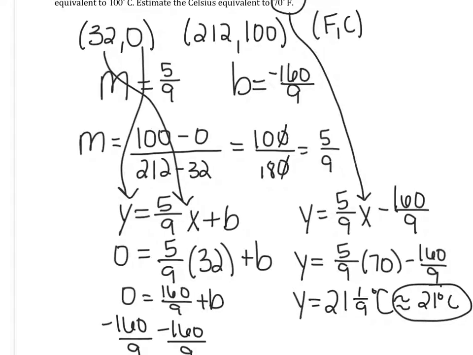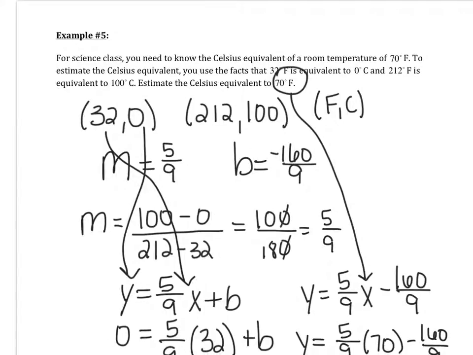So just to reiterate, if I am given 4 numbers like I was in this problem, I was given the 32 and the 0, the 212 and the 100. So 1, 2, 3, 4 numbers. If I'm given 4 numbers in a story problem, I was probably given 2 ordered pairs. If I was given 3 numbers in a story problem, I was probably given the slope and a point, 1 ordered pair. So you can use that as a rule of thumb as you're working through your story problems in order to help you identify what you know and what you need to find out. Remember, it's always your job to find the m and the b if you're not otherwise given it.